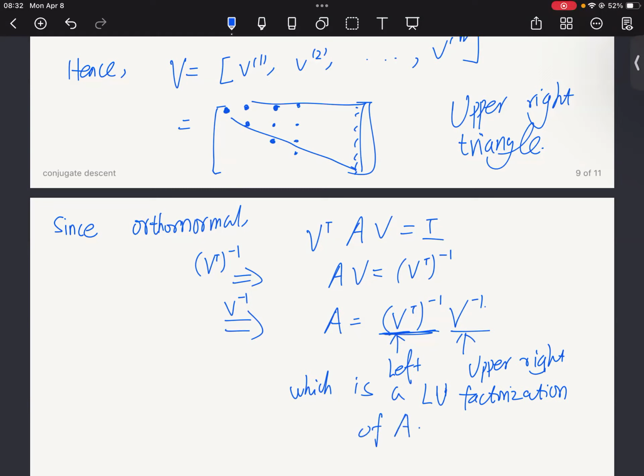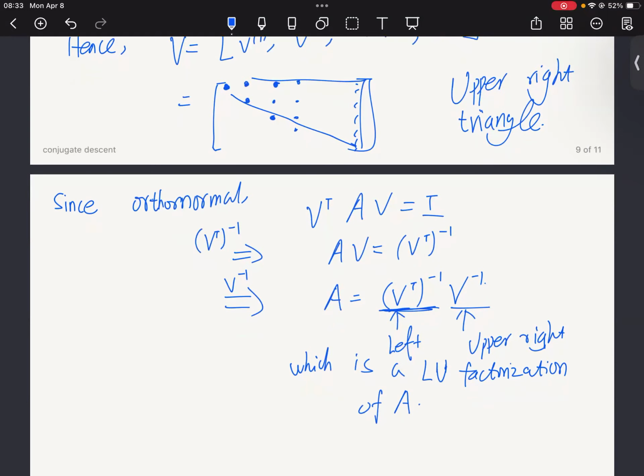Any questions here? It is about the A orthogonal vectors. Next, I'm going to mention one example about the conjugate gradient descent. So, no questions, right? Okay, good.